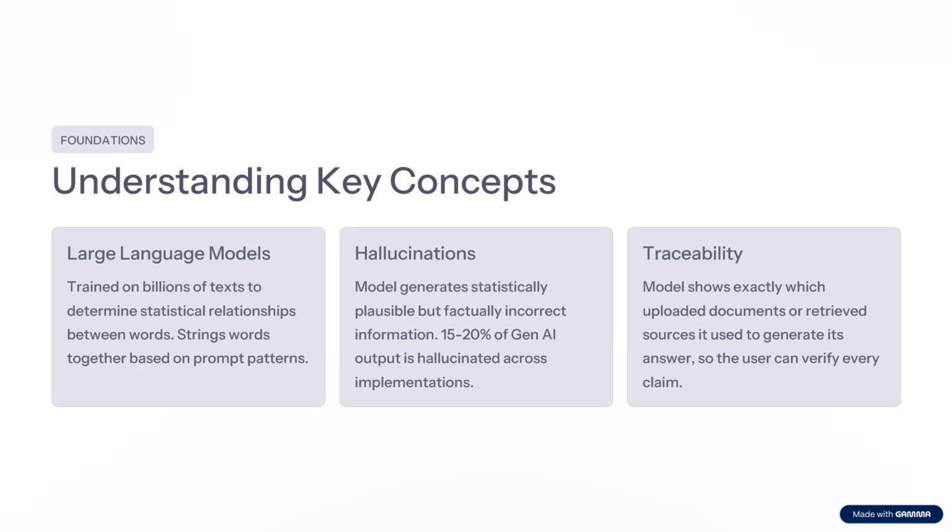A hallucination occurs when the model generates statistically plausible but factually incorrect information. 15 to 20% of Gen AI output is hallucinated across implementations. To mitigate this, many tools now offer traceability. Traceability pairs a generated statement with the specific text that supports it, usually from an authoritative source. This lets you verify whether the model's output is grounded in real evidence.